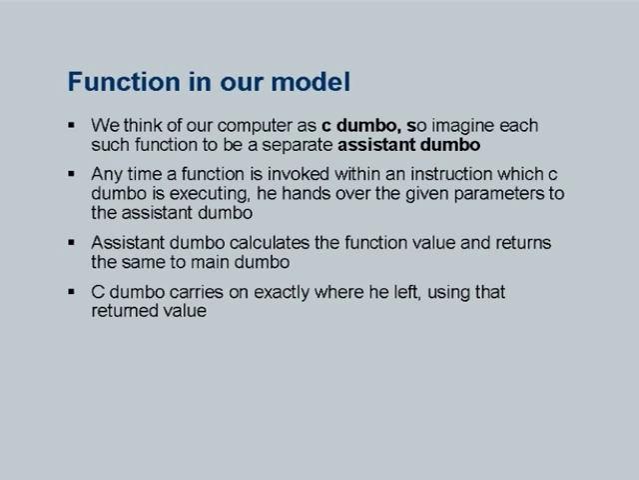The assistant Dumbo then uses these parameters and calculates the function value as per the instructions contained in that function. So the assistant Dumbo himself knows that function, all those instructions. So he will execute those instructions, will calculate the function value and will return the same to the main Dumbo. When C Dumbo gets that return value, he carries on exactly where he left using that return value. The point to emphasize here is exactly where he left. So if he left in the middle of an instruction to call this function, main Dumbo will return exactly to that point in the middle of that instruction. This should be illustrated perhaps by an example similar to what we'll see now.